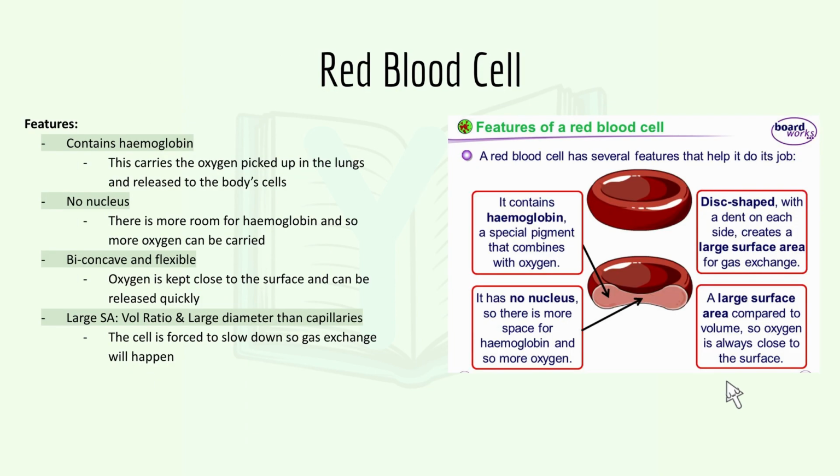Then we have the red blood cells. Here are the features of red blood cells. It contains hemoglobin, and this carries the oxygen picked up in the lungs and released to the body cells. There's no nucleus so that there's more room for hemoglobin and so more oxygen can be carried. It's biconcave and flexible so that oxygen is kept close to the surface and can be released quickly. And it has a large surface area to volume ratio and a larger diameter than capillaries so that the cell is forced to slow down so gas exchange will happen. And here you can see the diagram.